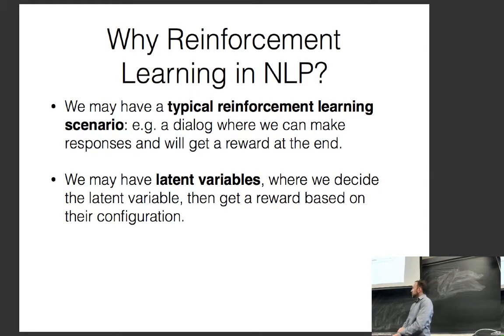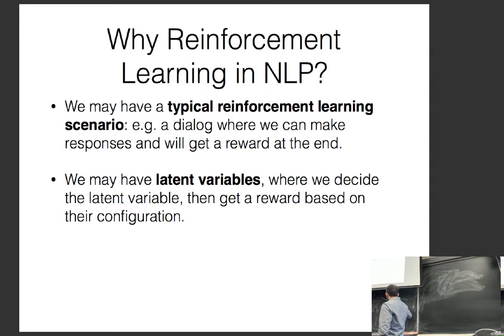Another reason why people use these is that we have something like latent variables, where we decide a latent variable, then get a reward based on the configuration of that latent variable. One example of this would be, let's say we have a sentence like this, and then we use a parsing model, which I'll be talking about in a little bit, to get a parse tree of that sentence. And then based on this parse tree, we make a prediction about something, maybe about the class of the sentence or something like this.